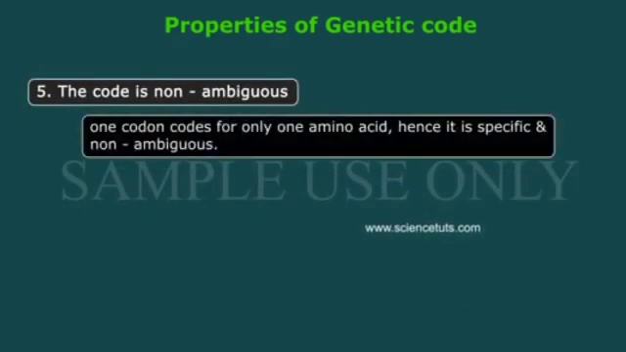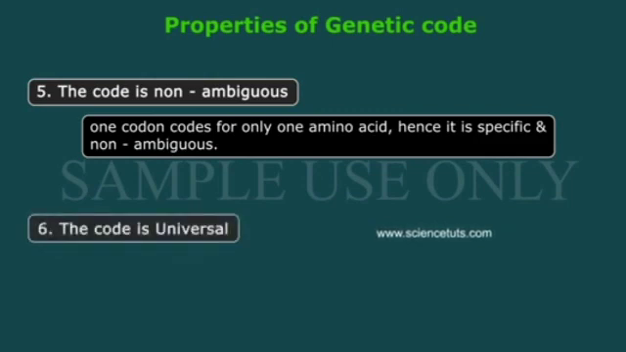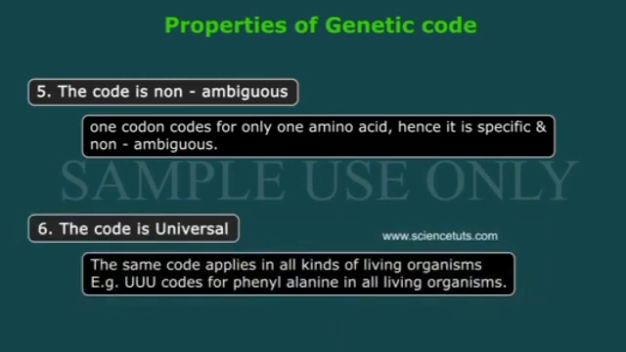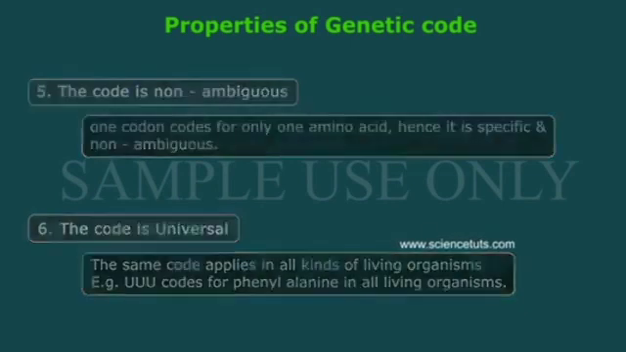5. The code is non-ambiguous. One codon codes for only one amino acid. Hence, it is specific and non-ambiguous. 6. The code is universal. The same code applies in all kinds of living organisms. Example: UUU codes for phenylalanine in all living organisms.